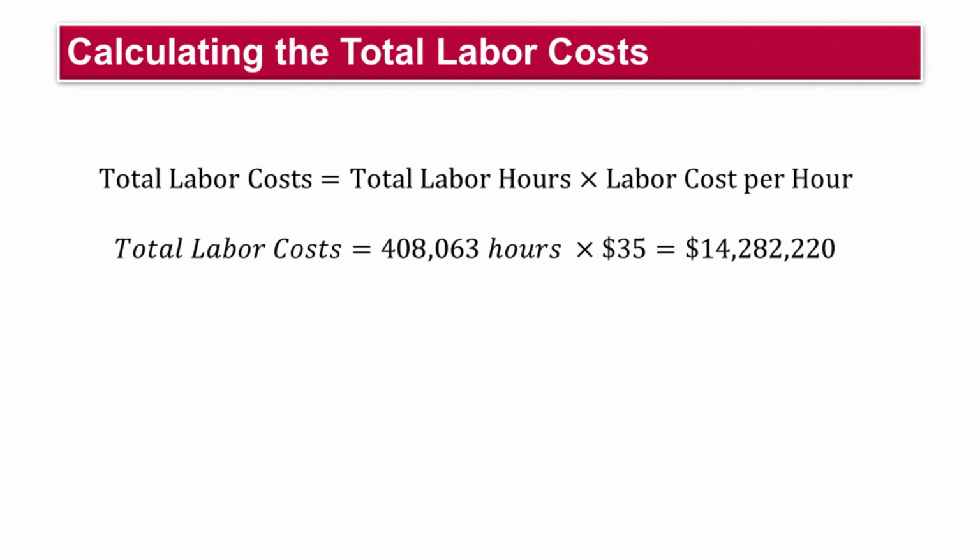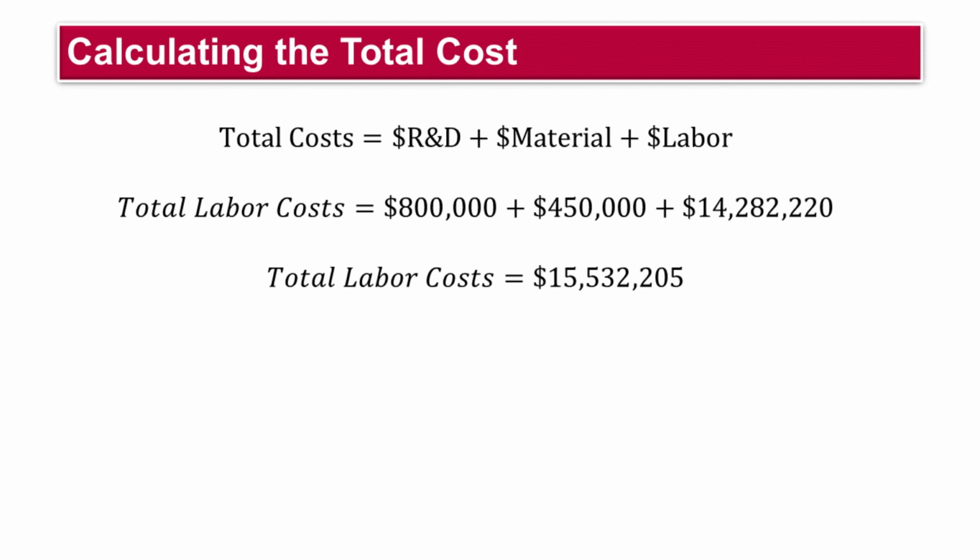Here we calculate the total labor costs by multiplying the total labor hours by the labor cost per hour. The total labor cost is $14,282,220. Here we calculate the total costs by adding together the R&D cost, the material cost, and the labor costs.